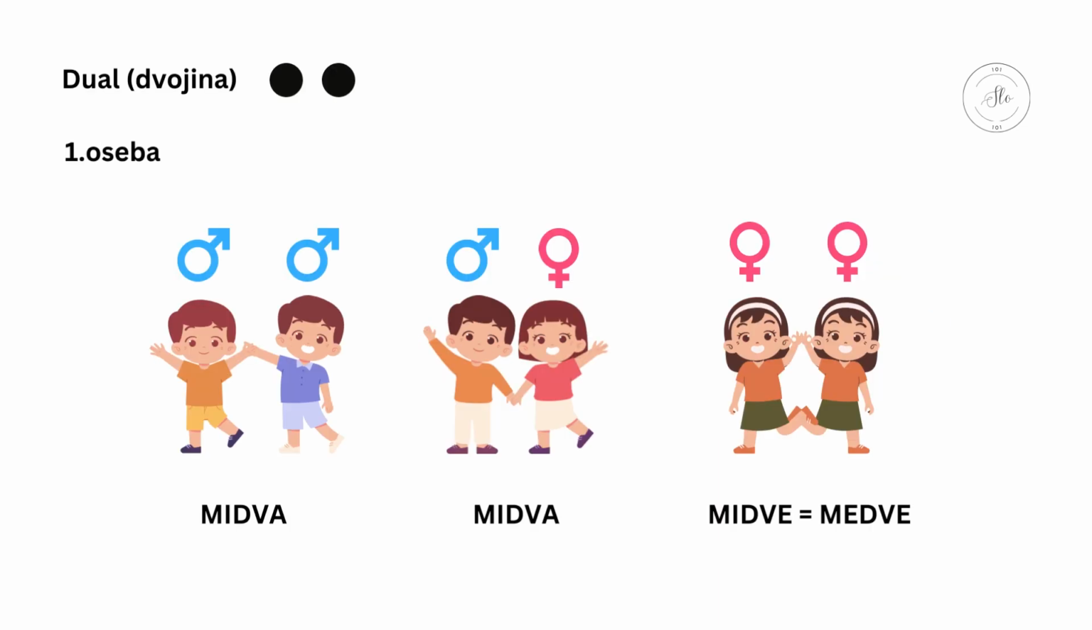Dvojina: prva oseba. Če sta dva moška ali moški in ženska, rečemo midva. Če sta dve ženski, rečemo midve ali medve.